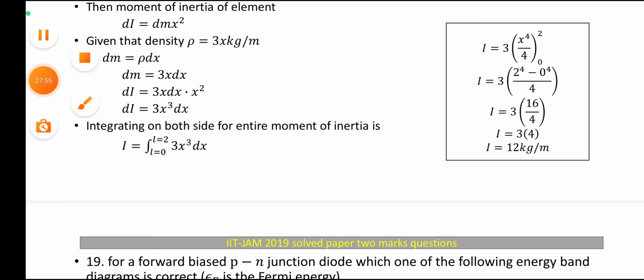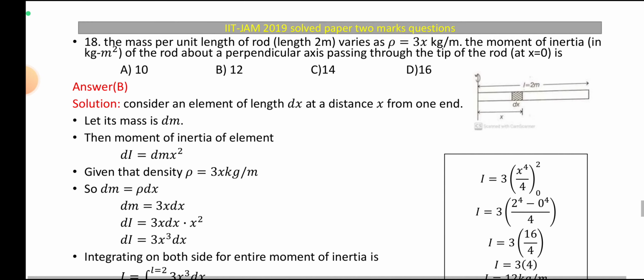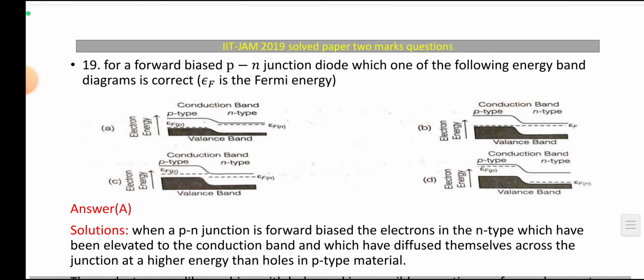0 to L. So here I is equal to 3 into x to the power 4 by 4. First substitute the upper value and next substitute the 0 value. So what do you get? This is the answer. 4 1s are 4, 4 3s are 12. So the answer is 12 kg per meter, so option B. Next question.